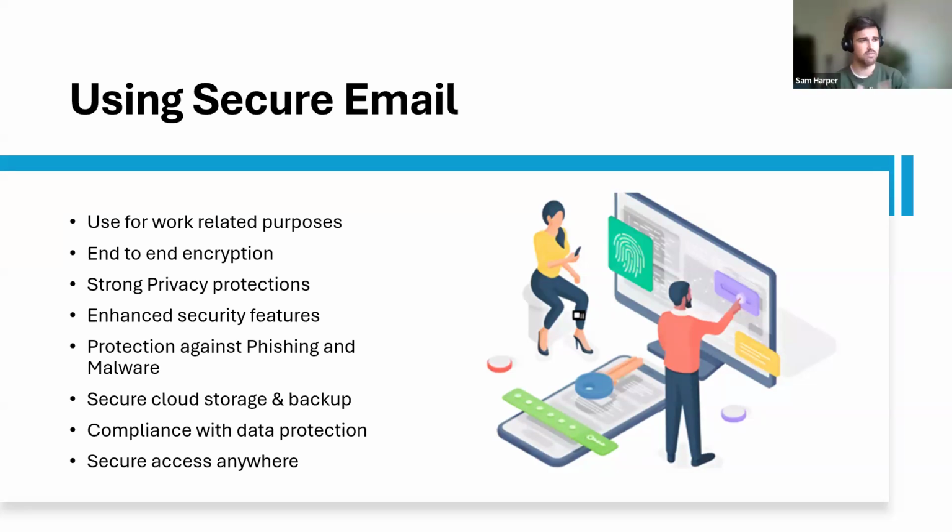Now, again, I'll use the example of NHS Mail here. That is a secure email service for the care sector, and it is available to you, and it provides a number of different things. But secure email, what makes it different? It uses end-to-end encryption, so all the data on there is encrypted. There are strong privacy protections on there as well. You have enhanced security features, so it enables two-factor verification, multi-factor authentication.